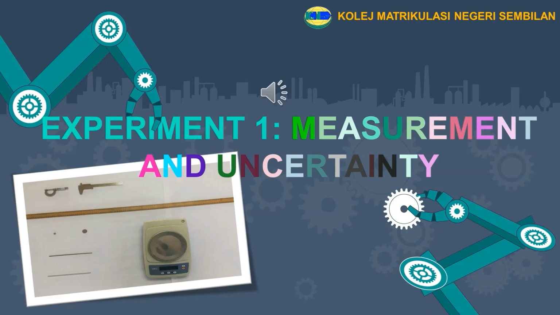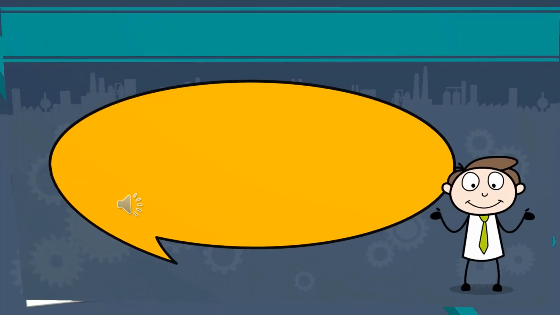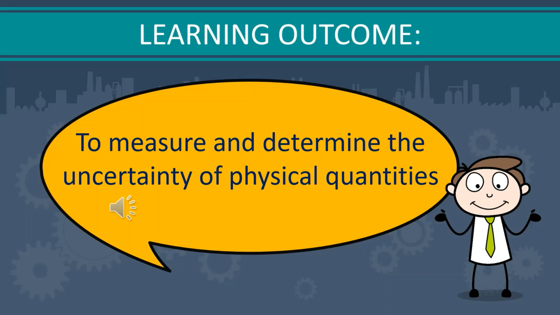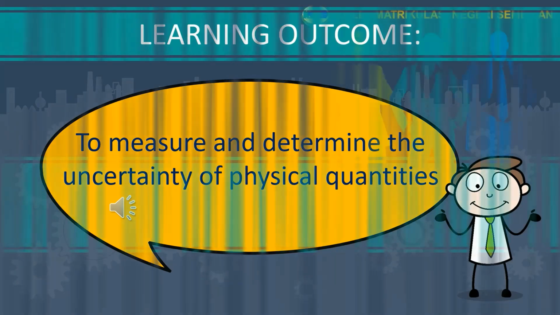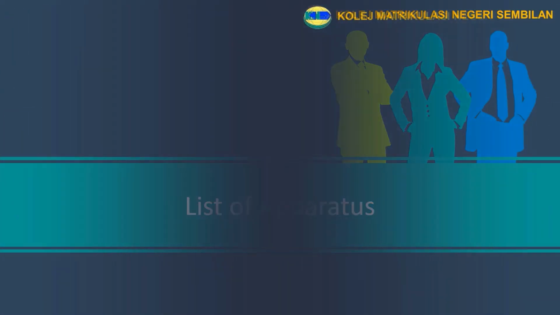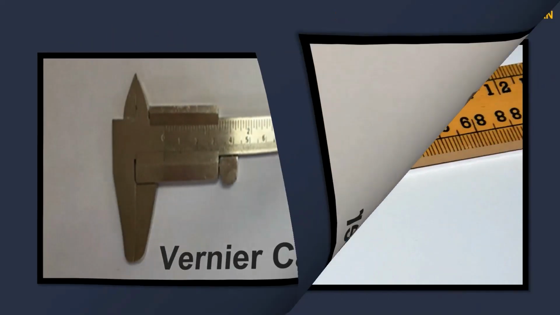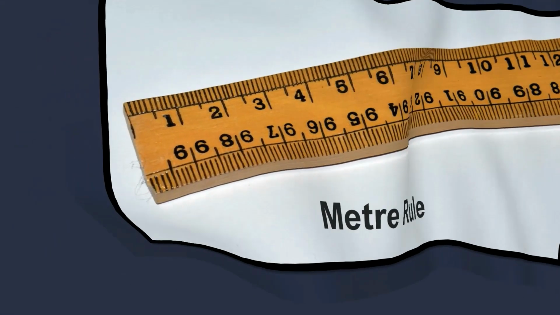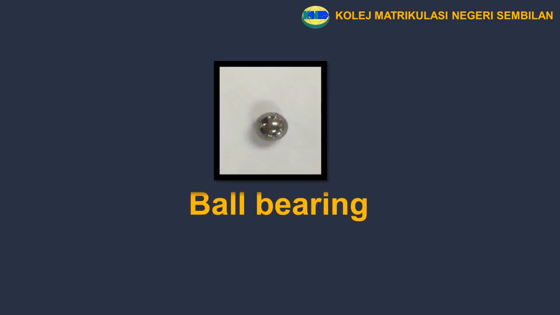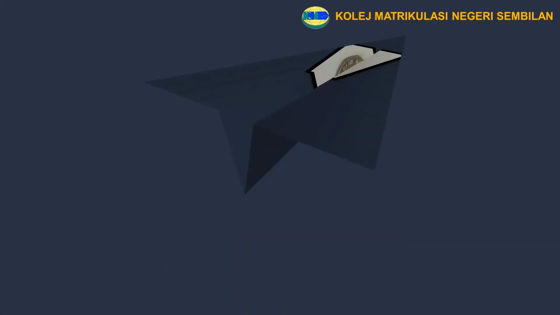The title of experiment 1 is Measurement and Uncertainty. Our learning outcomes are to measure and to determine the uncertainty of physical quantities. The list of apparatus involved in these experiments are micrometer screw gauge, vernier caliper, meter rule, ball bearing, coin, metal rod, glass rod, and electronic balance.